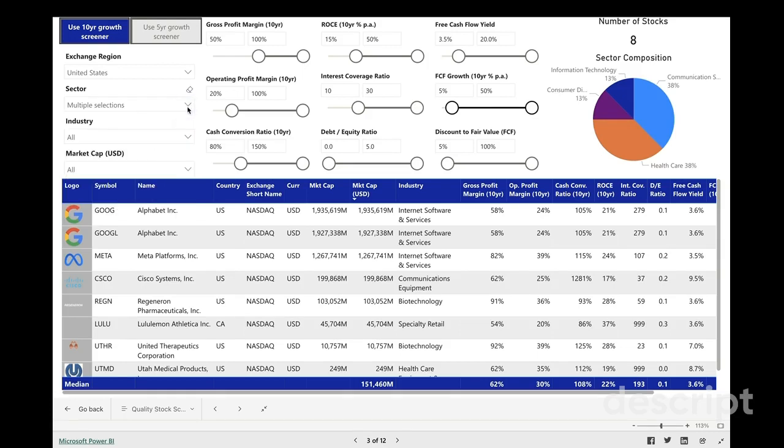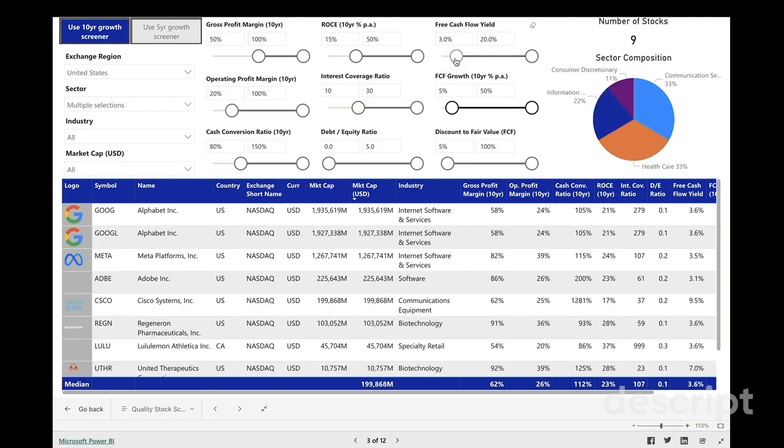Feel free to adjust the settings according to your own strategy. For example, let's change the free cash flow yield to 3% to make it less restrictive and include more potential opportunities. You can either use the slider or type the number directly. For a refresher on these financial metrics, refer to our comprehensive stock investing glossary available on the website.